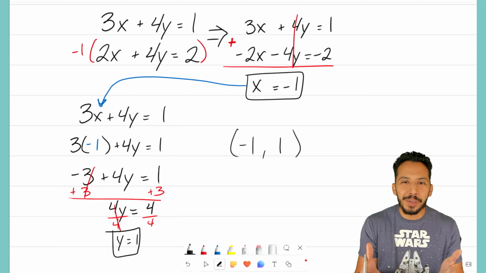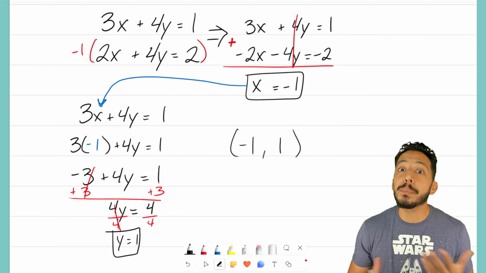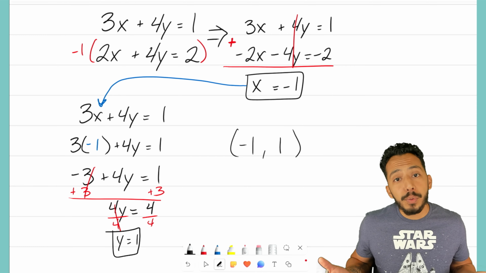Alrighty, y'all, you did so good with elimination method. Don't get afraid when you try it and nothing gets eliminated. We can manipulate these equations to be whatever we want them to be.